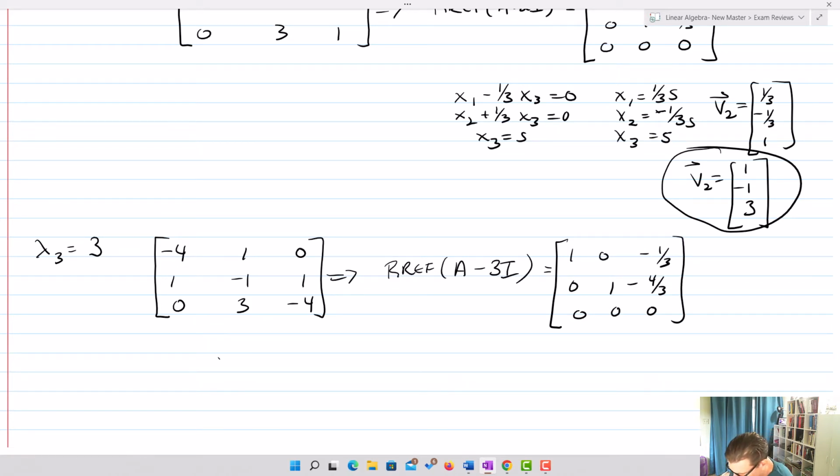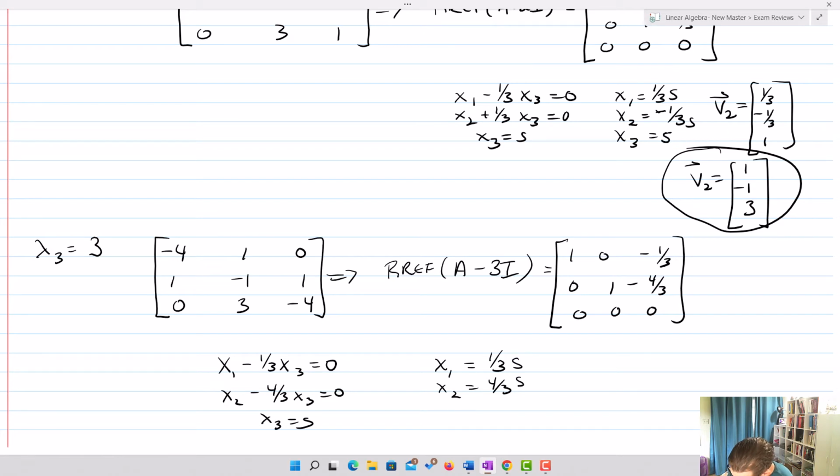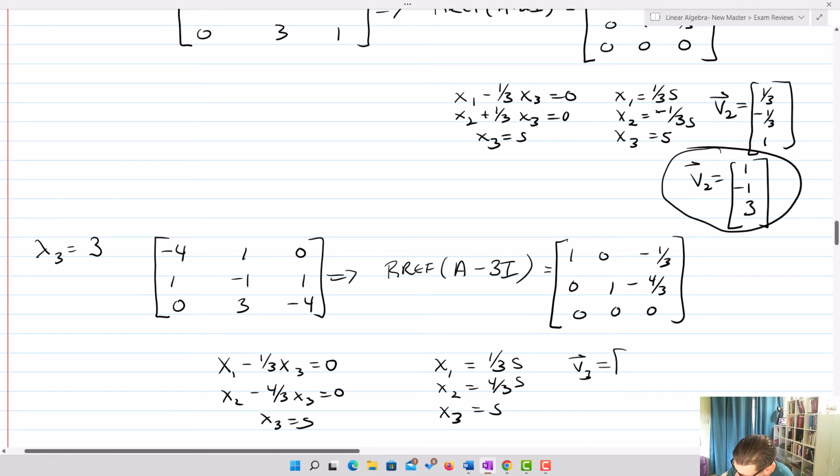So rewriting, finding my null space, x1 minus 1/3 x3 equals 0, x2 minus 4/3 x3 equals 0, and x3 equals s. So x1 is going to equal 1/3 x3, x2 is going to equal 4/3 x3, or rather s, because we changed x3 to s, and then x3 is s. So the vector v3 now is going to equal 1/3, 4/3, 1.